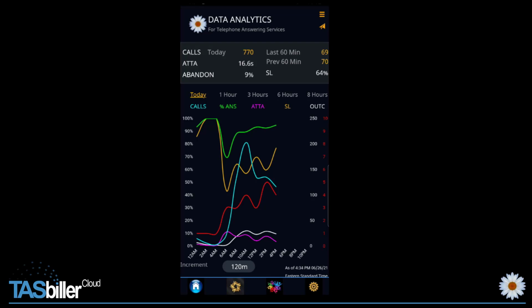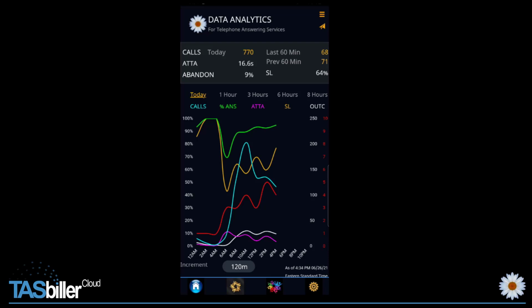And all those spaghetti lines: the green one is percent answered. The gold line is the service level. Blue is inbound calls. Red is number of agents. The purple line is the average time to answer. And the white line shows outbound call activity.